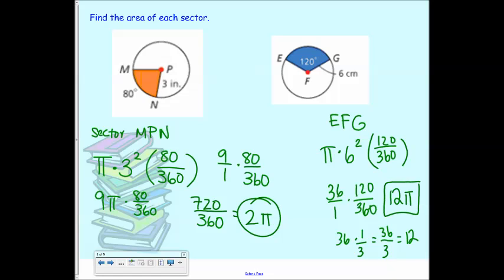Okay, which should be bigger, the area of the circle or the area of the sector? Circle. The circle is the whole thing, the sector is part of it. So if the area of the whole circle is 36 pi, this should be smaller. All right, so it's 12 pi, which makes sense. Okay, questions on how you find the area of the sector?